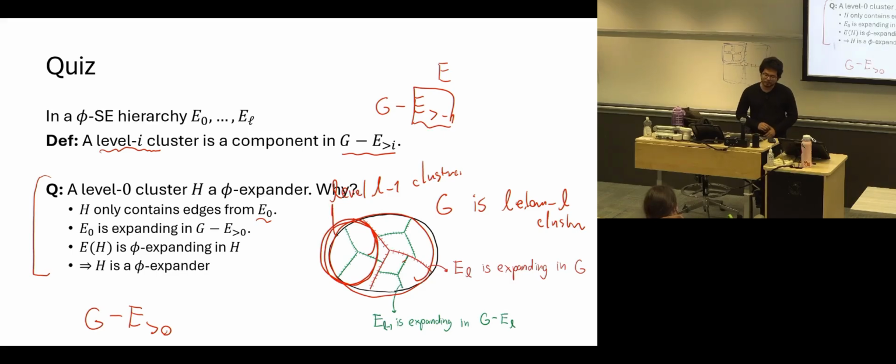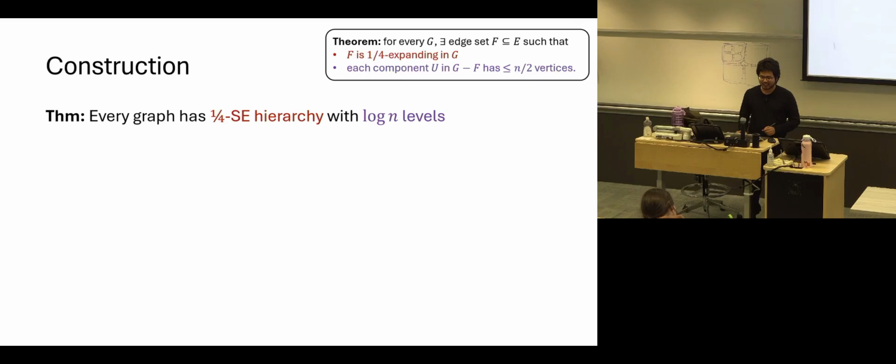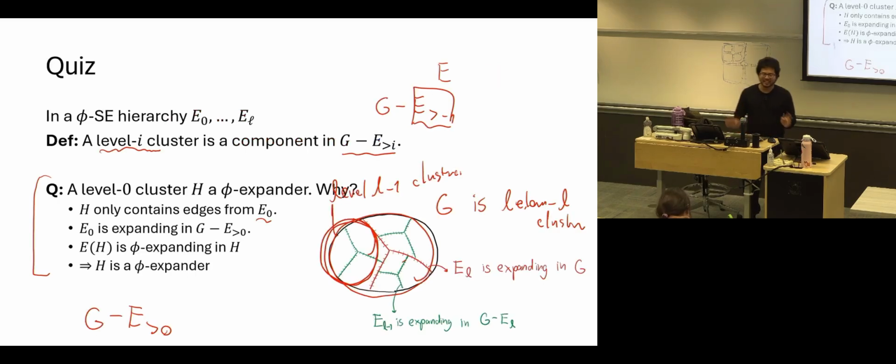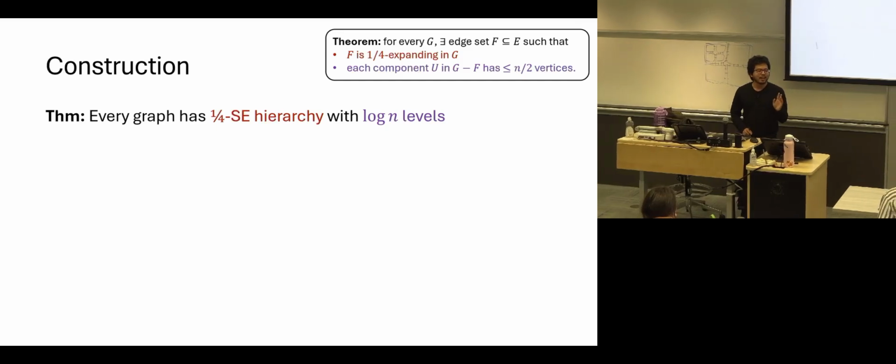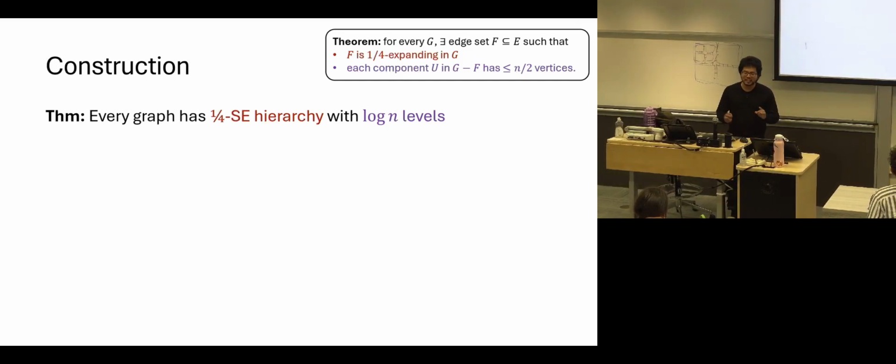Next time, we're going to construct this hierarchy, or just as an exercise, you can convince yourself how to construct it using the concept of expanding balanced separator. We're going to see that on Thursday, but it's not hard at all. And once we construct this, we're going to see how to get the connectivity oracle for general graphs. Okay, see you next time.